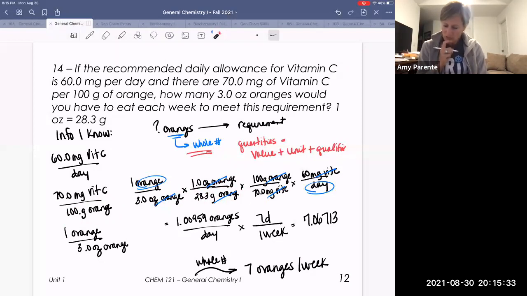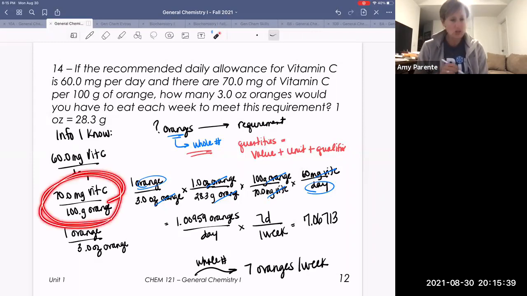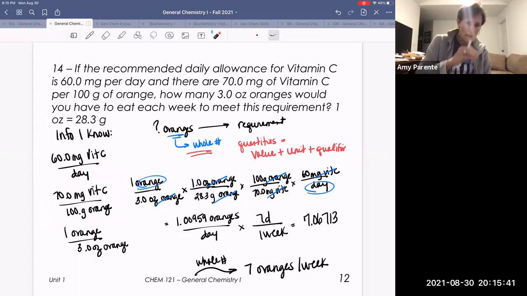Okay, do I have something that makes grams of orange go away and gets me to something else? Grams of orange. Oh, okay, this unit conversion relates grams of orange to milligrams of vitamin C. So I can do this guy here. And then, wait a minute. I want to know how many oranges I have to eat in a week. So I need to somehow have units of time that have passed. And so I can say, well, I can make this go away.